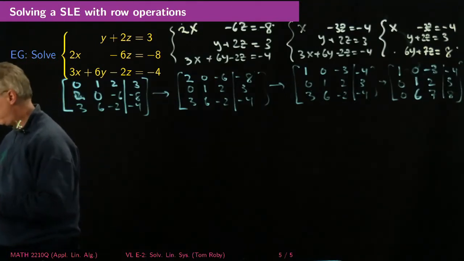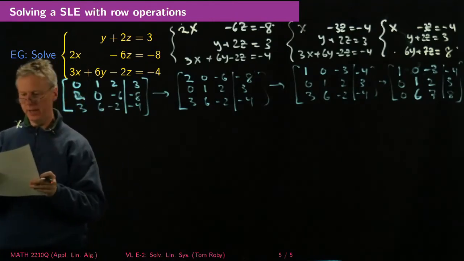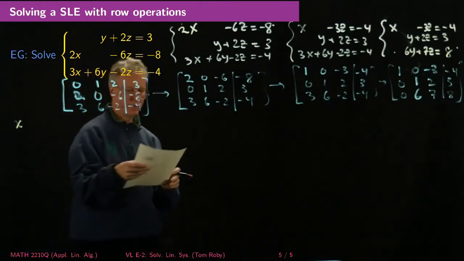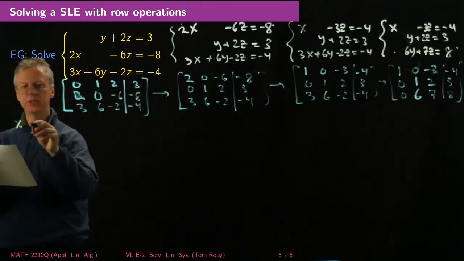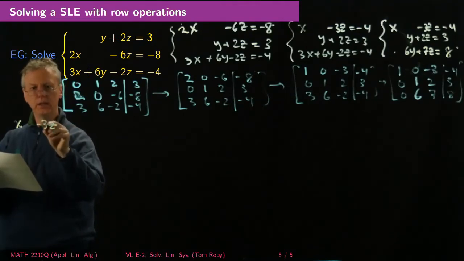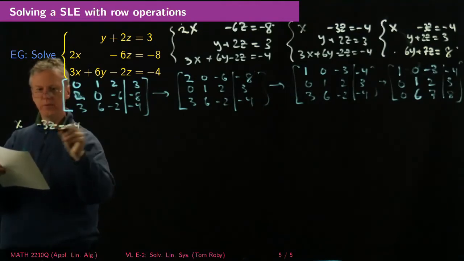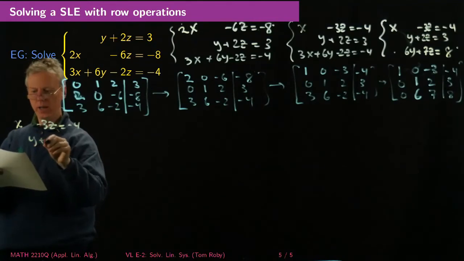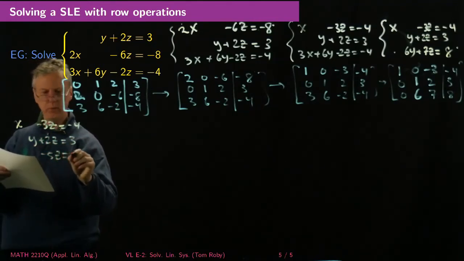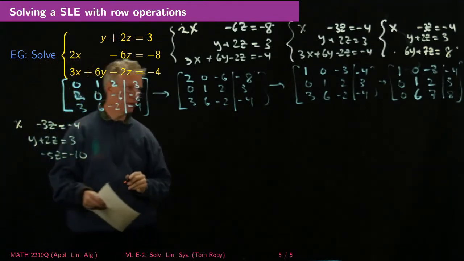And let me read it off of here so that I can actually see it. So I leave my x coefficient alone, and I have x, the first equation alone, minus 3z equals negative 4. And then I have y plus 2z equals 3. And negative 5z equals negative 10, right?